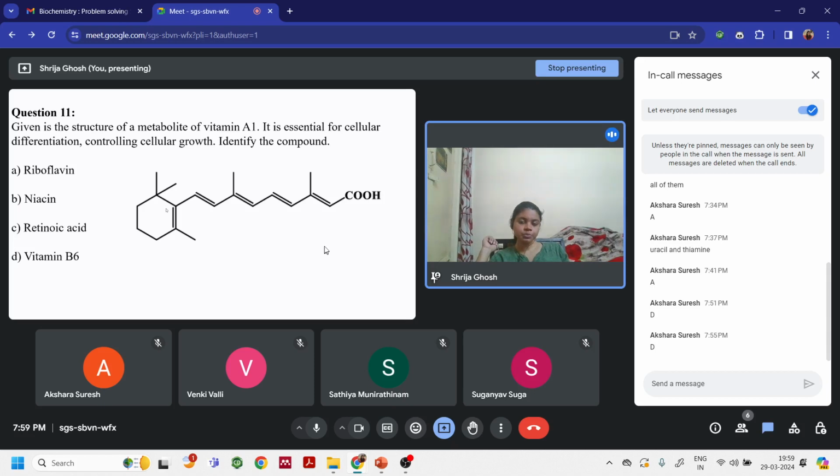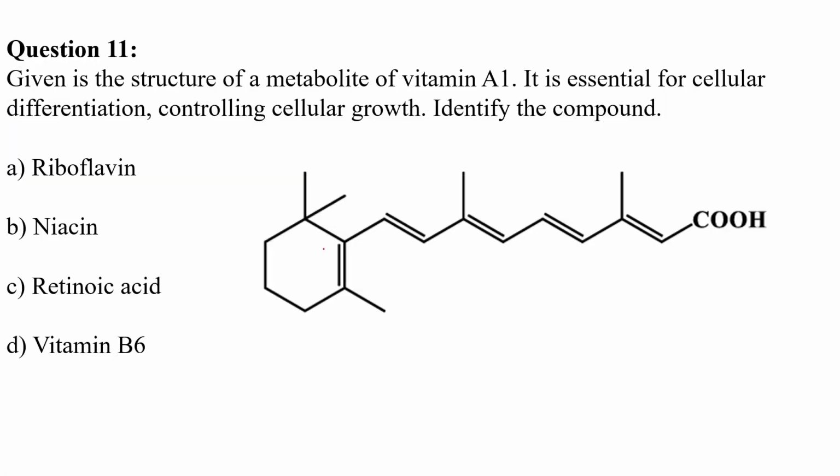Come on, tell me what would be the answer? Till now we have discussed riboflavin, niacin and vitamin B6. So automatically you know that none of these are vitamin A. So logically you can answer that the correct answer is retinoic acid, right? The correct answer is option C, retinoic acid.